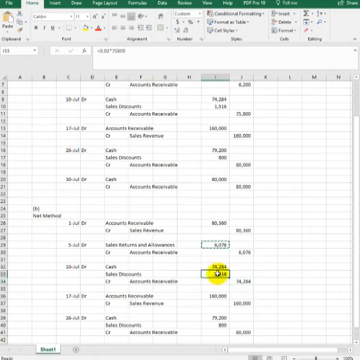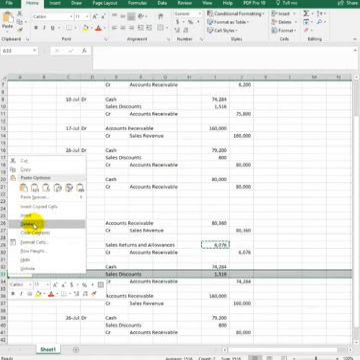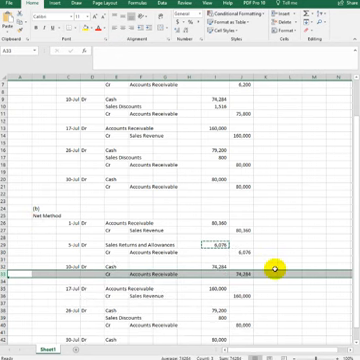So essentially we take out the sales discount. There's no sales discount required because we've already assumed they're going to take it, so we'll just delete that whole row. There we go. So that's the entry for the 10th of July.